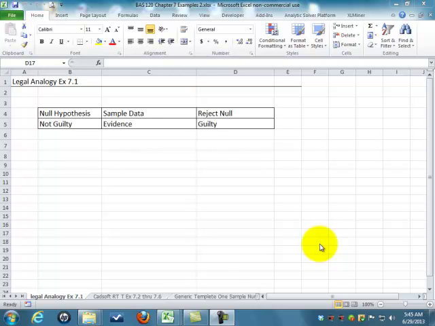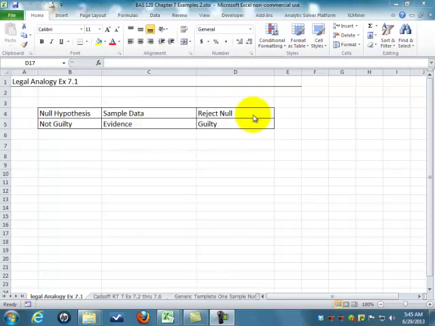We're on Chapter 7. We're going through the examples in the book. So the first one we talked about earlier, the legal analogy to hypothesis testing. The key point here is hypothesis testing works much the same way. The null hypothesis, you assume the status quo. Basically, you assume that the person is not guilty. You collect sample data to test that hypothesis.